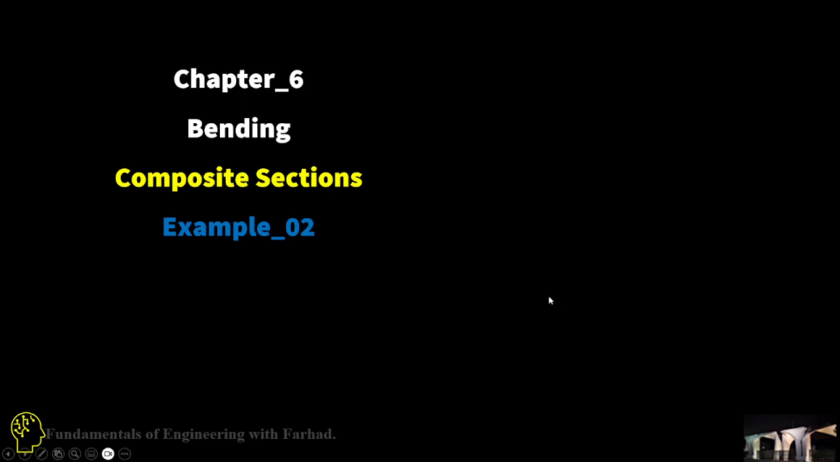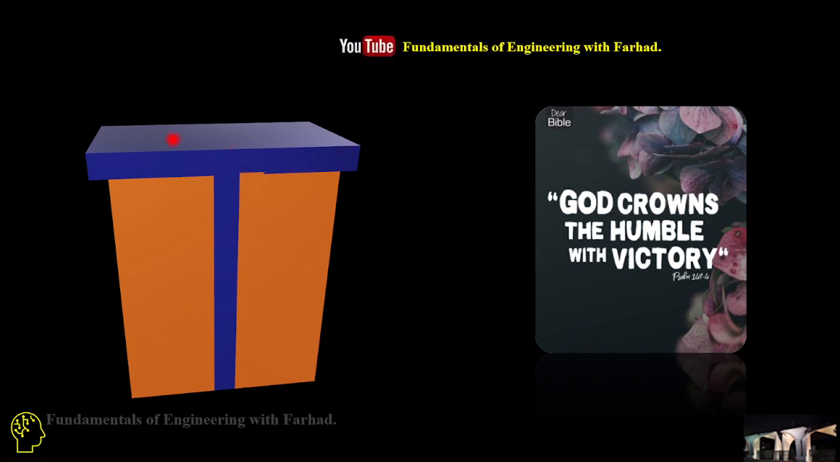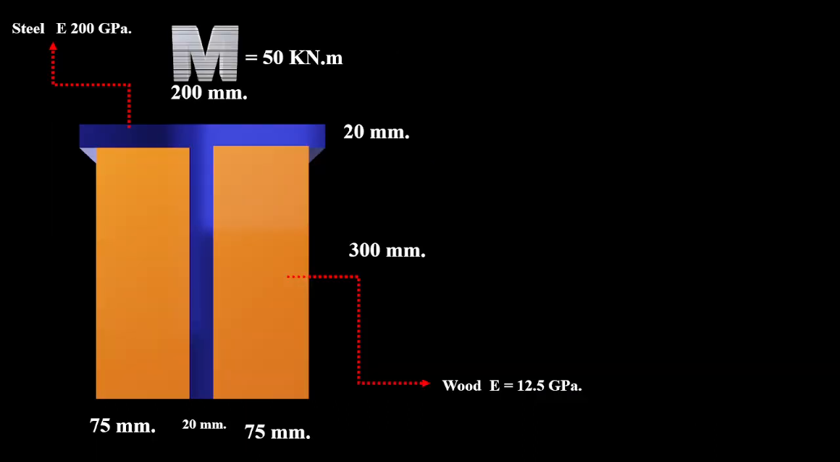Mechanics of Materials, Chapter 6, Bending, Composite Section, example number 2. In this example, we have a composite section consisting of two materials, a T-section steel part and two wooden plates attached to each other, handling a positive moment M.